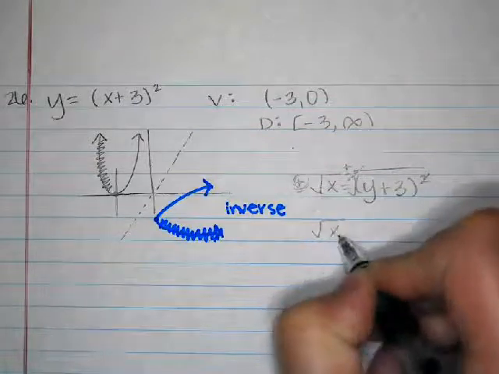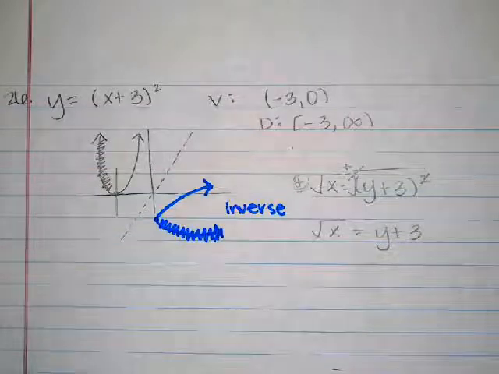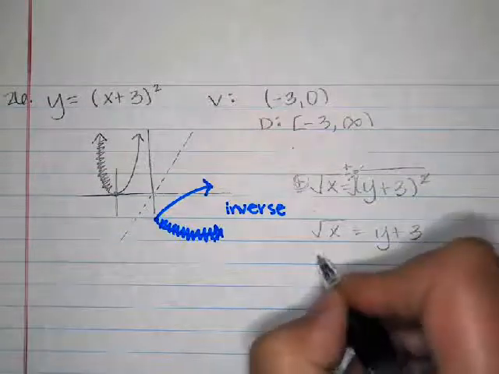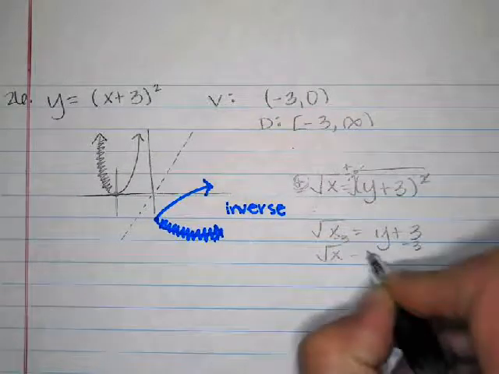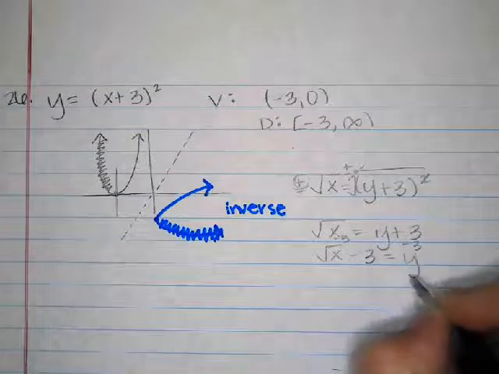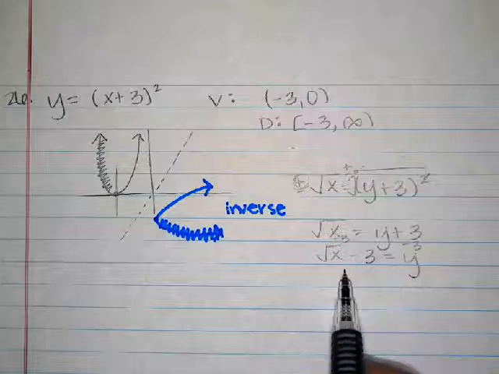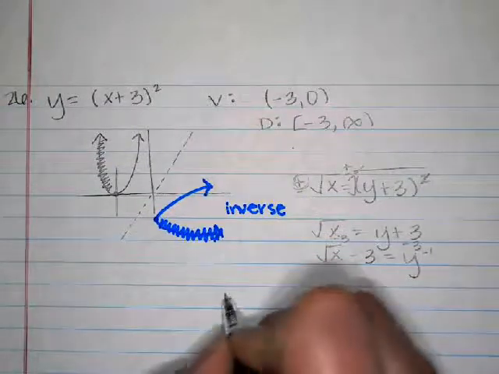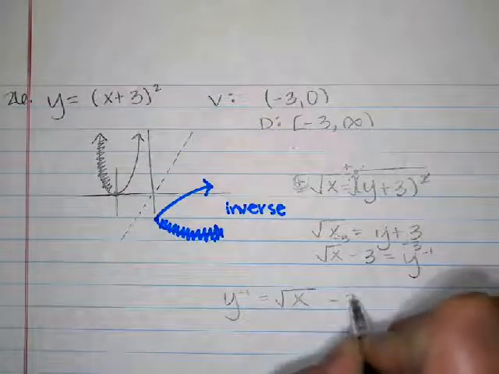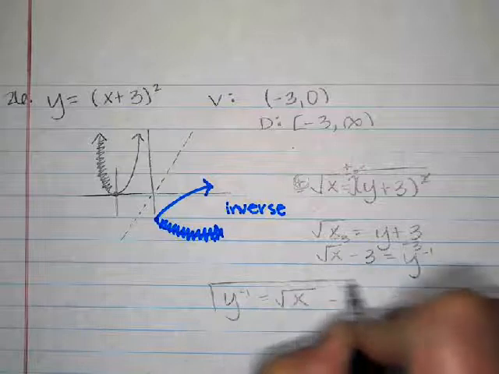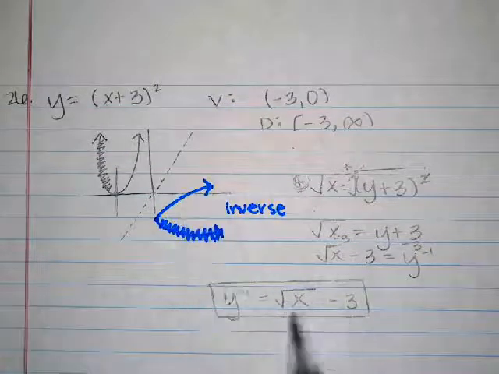And then what should I do? So square root of x minus the 3 equals y. And then what do I do to make sure that this looks like inverse notation? Put in a -1. So y inverse equals the square root of x, the positive version, minus 3. And if I look at my inverse, does my inverse function look like a square root equation that has been shifted down 3? Yeah, so that's a good answer.